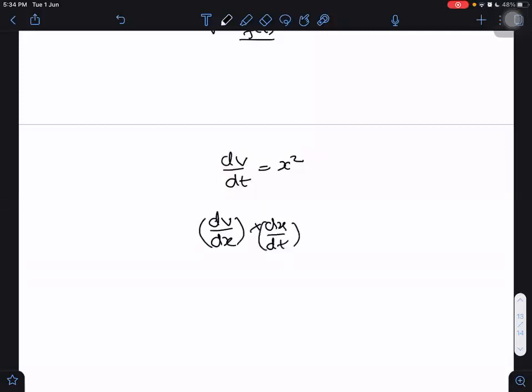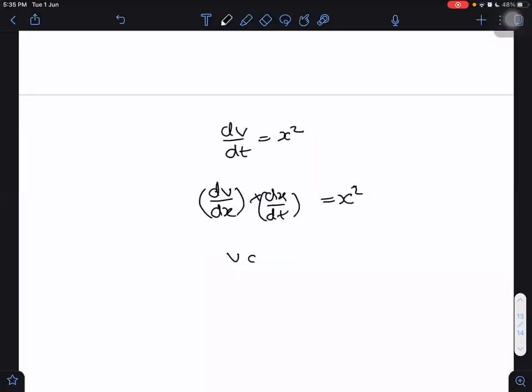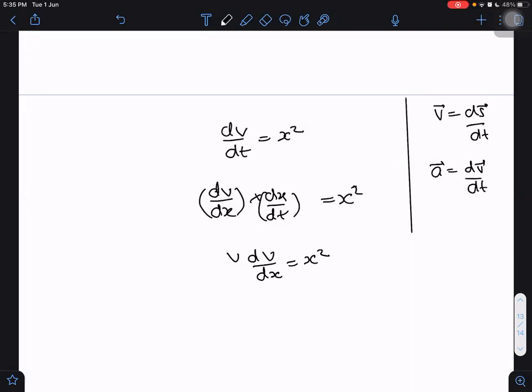Chain rule. Then I have changed the variable. This is a way to change the variable from time to x. Divide by dx, multiply by dx. What do I get then? v into dv by dx is equal to x square. Normally you have already learned the formula v is equal to ds by dt, acceleration is dv by dt. Along with that, learn this formula of acceleration also, v into dv by dx. I want you to remember this also. If displacement is represented by s, then I could write v into dv by ds.